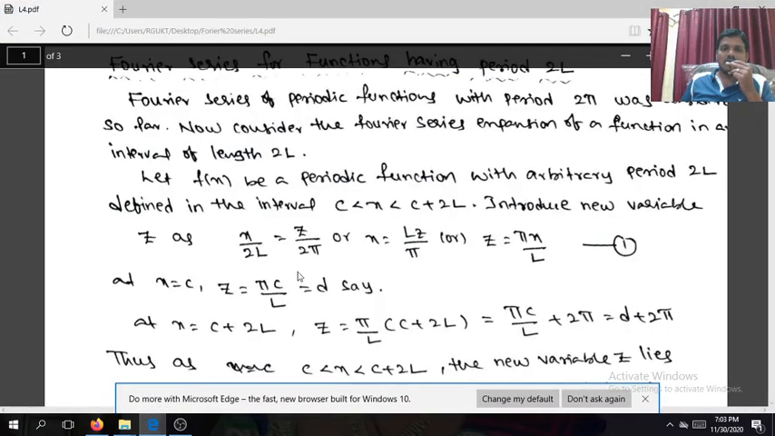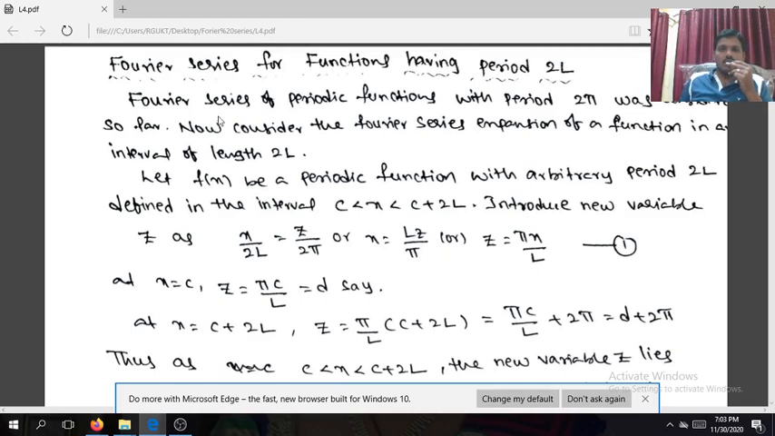This is lecture number 4: Fourier series for functions having period 2l. Up to now we have discussed the Fourier series for functions having period 2 pi. Now listen, the Fourier series of a periodic function with period 2 pi was considered so far. Now consider the Fourier series expansion of a function in an interval having the length 2l.